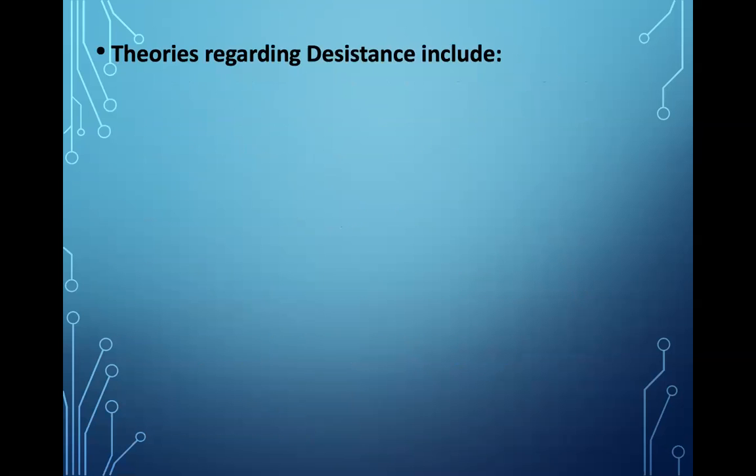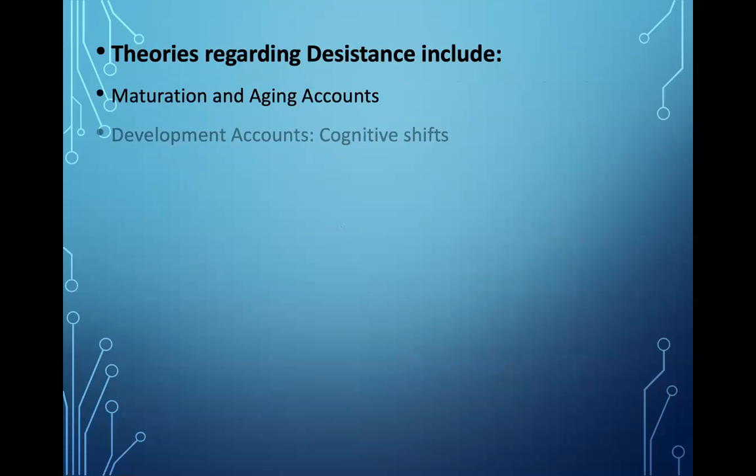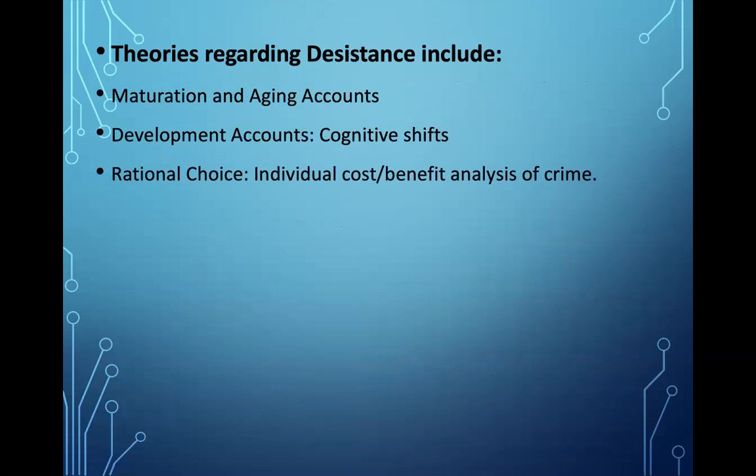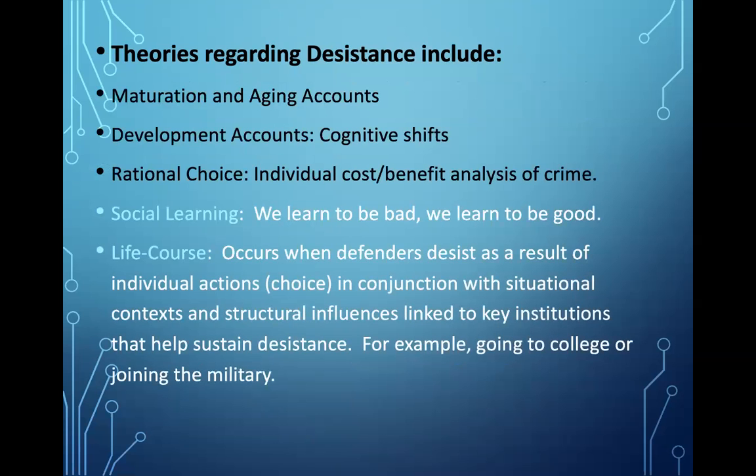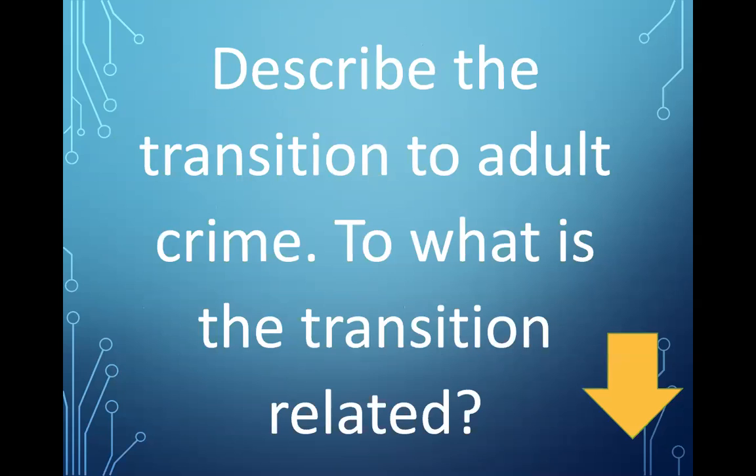Theories regarding desistance include growing up and just getting older, and cognitive shifts, just deciding, hey, it's not worth it, it costs too much, or I'm just getting too old, or I just want to be good, I don't want to do that anymore. And I want to make good choices. I want to go to college or join the military.